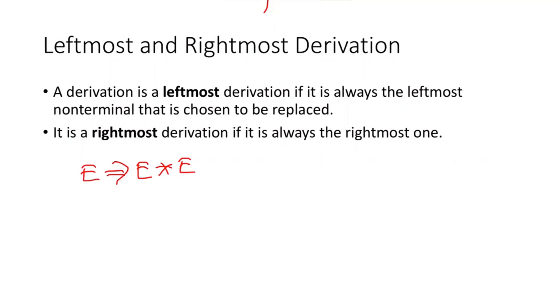There are two ways in which you can do this derivation. The first is called leftmost derivation and the other is called the rightmost derivation. So what is the difference between the two? Let's see. Here you can see this is one derivation: E derives E into E. This is our same example.